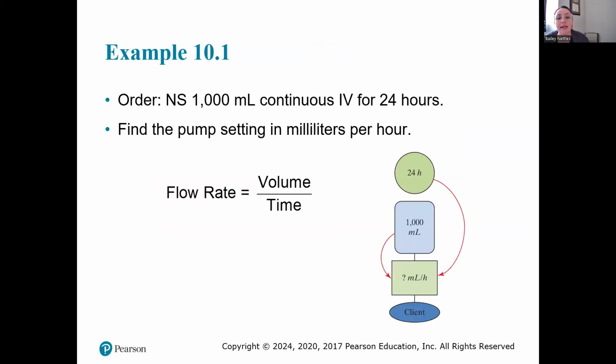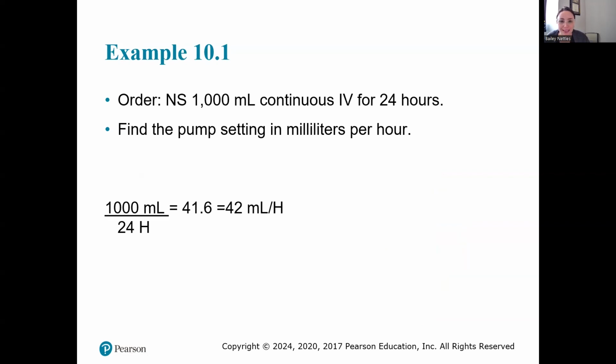So first example, and these are from your book. We have a liter of fluid or 1,000 milliliters that needs to go continuous IV for 24 hours. How many milliliters per hour are we going to be able to set the pump to? I'm going to give you 3 seconds. If you need time, please pause it. All right. So pretty simple. We just divide 1,000 by 24. We'll get 41.6 and we're going to round that to a whole number of 42 because you can't set the pump at a decimal very often.